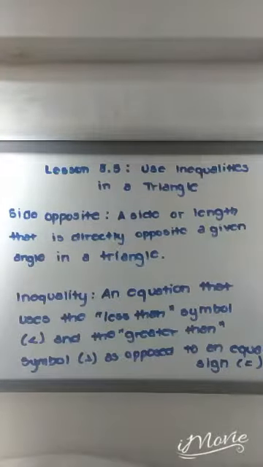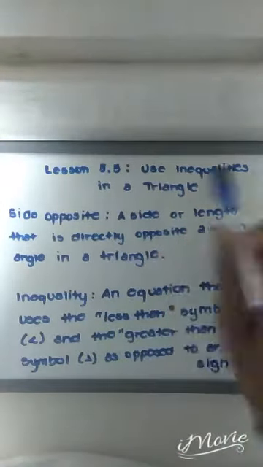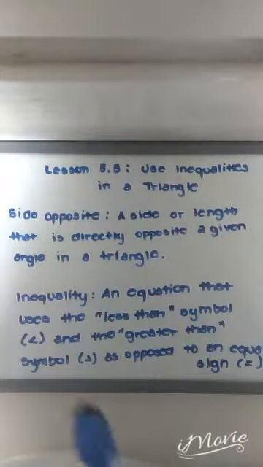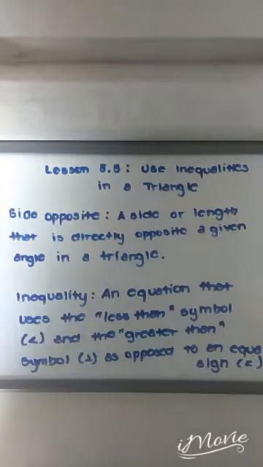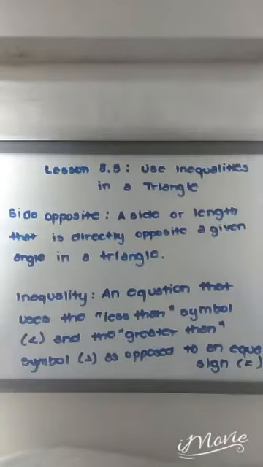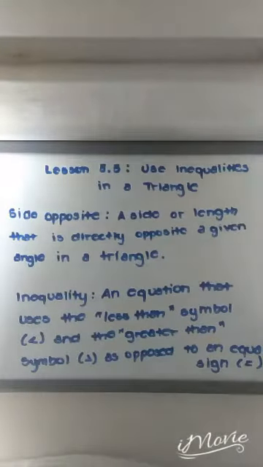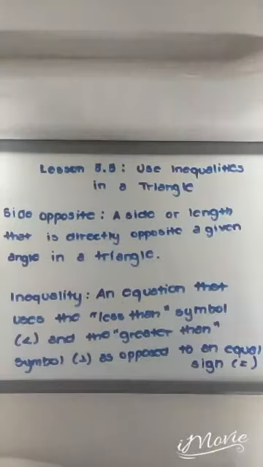Today I will be showing how to do lesson 5.5, the use of inequalities in a triangle. When doing this lesson, there are two key terms that one must know. First is side opposite, which is a side or length that is directly across the given angle in a triangle. For example, in a right triangle, the side opposite of the 90-degree angle is the hypotenuse because it's directly across or opposite the angle. The second key term is inequality, which refers to an equation that uses the less than symbol and the greater than symbol as opposed to using the equal sign.